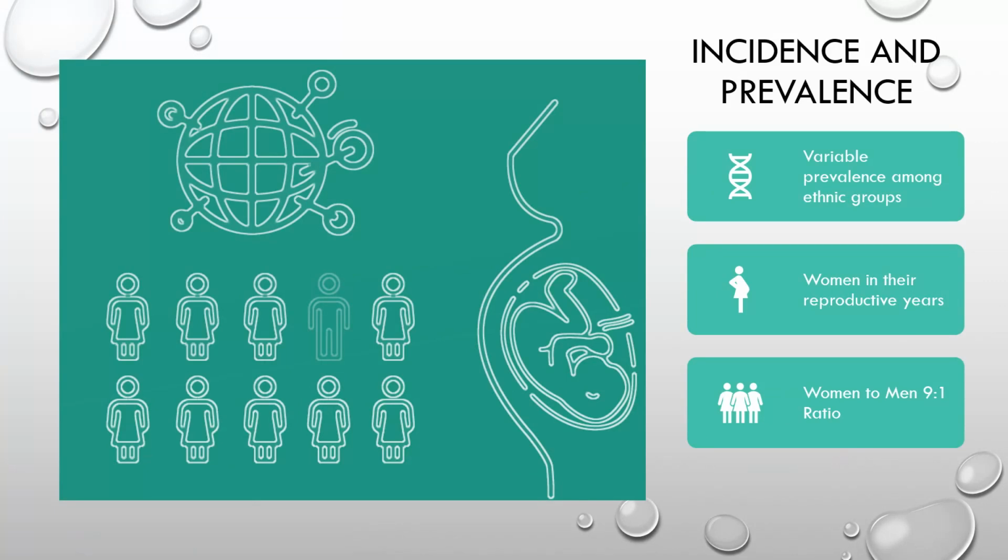So our incidence and prevalence. So variable prevalence among ethnic groups, highest prevalence is considered like the American Indian, Alaskan Native females, which is 34%. African American females is 29%, and Hispanic females is 15.3%. But women in the reproductive years are the most at risk, and women show a 9-to-1 ratio compared to men when it comes to the development of SLE. So again, women are really your ones at greatest risk here. And then when we break that down even further, we have the highest prevalence in your American Indian, Alaskan Native females.